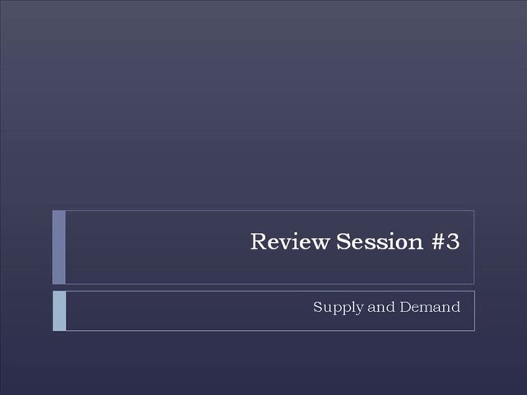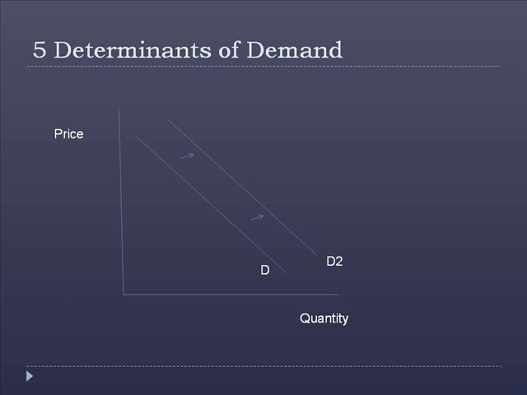Review Session 3, Supply and Demand. Okay, remember that demand is about what consumers want, and it is always down sloping, and it means that as price goes down, people will demand greater quantities of a good or a service. This graph here represents a shift of the demand curve, which we will get to later.